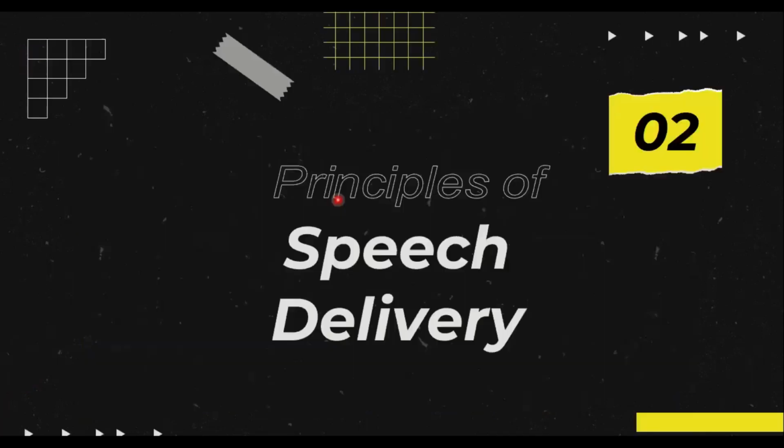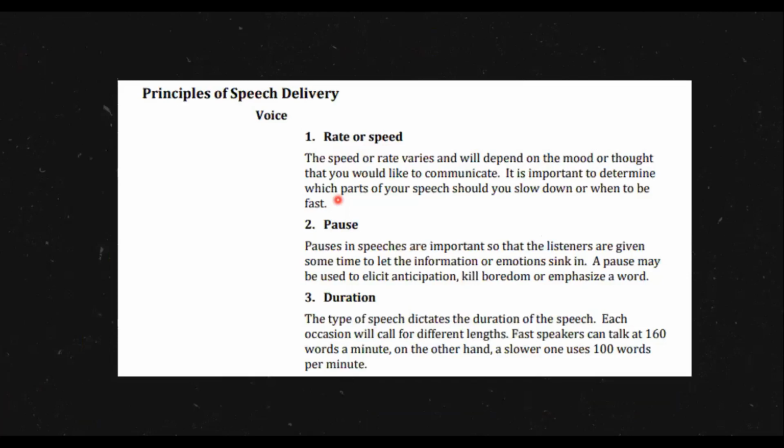So now, let's move on with another topic, which is the principles of speech delivery. So here we are also going to discuss a lot of topics in this principles. Okay, so let's start. We have voice. Okay, our voice when we are delivering a speech. First is rate or speed. The speed or rate varies and will depend on the mood or thought that you would like to communicate.